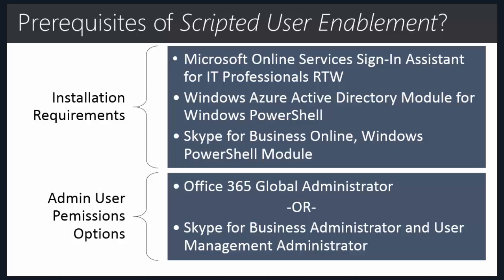So on the machine in which you run the script from, there are three things that we have to make sure are installed. The Microsoft Online Sign-In Services Assistant, the Azure Active Directory module that we use for assigning licenses to Office 365, and the Skype for Business Online PowerShell module, which allows us to connect to Skype for Business Online to configure users.